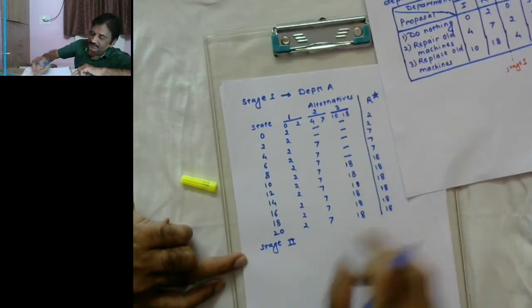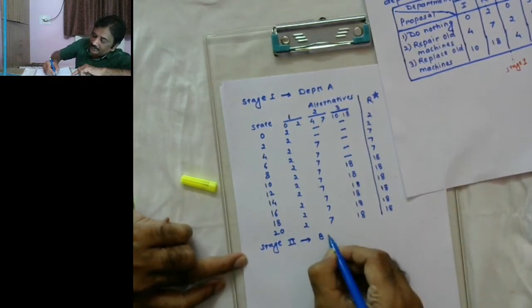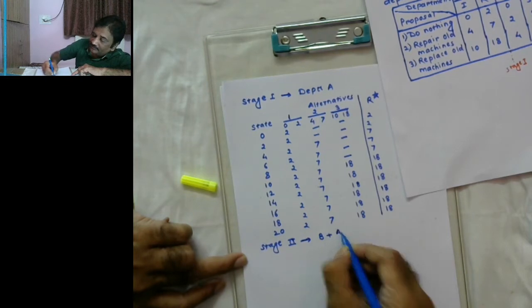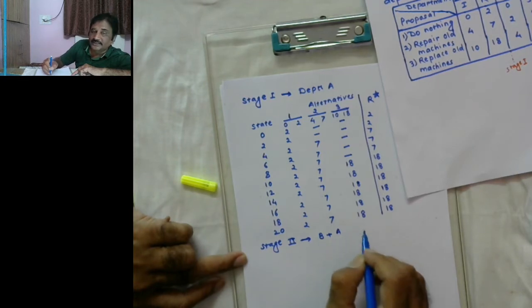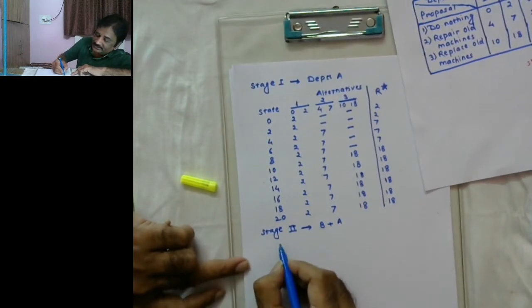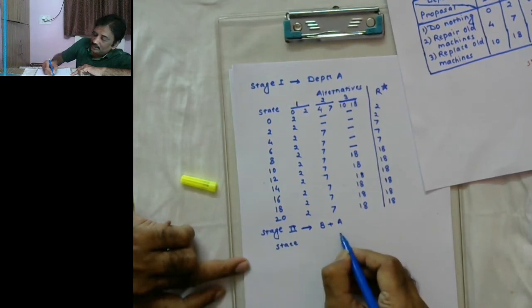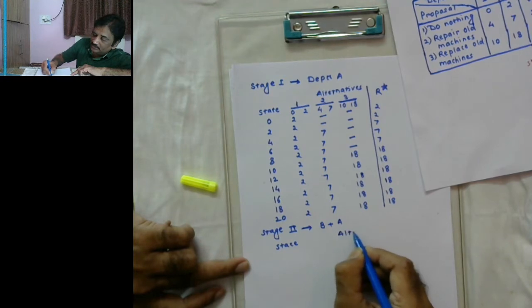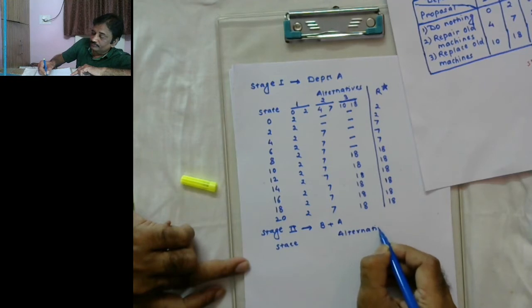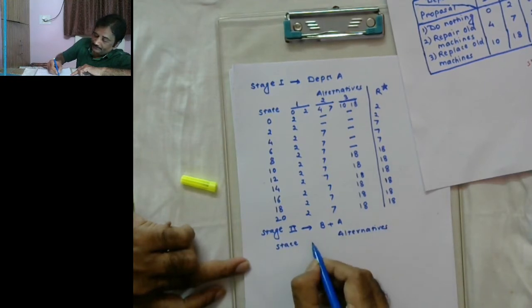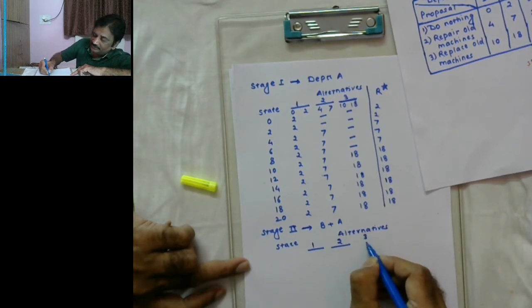Okay, so here stage 2 deals primarily with B, and secondarily with A. So that's why I have written B plus A. Again the states, and alternatives also I need to write. Of course, again in every case I have three alternatives.